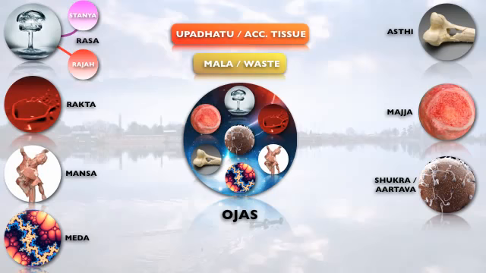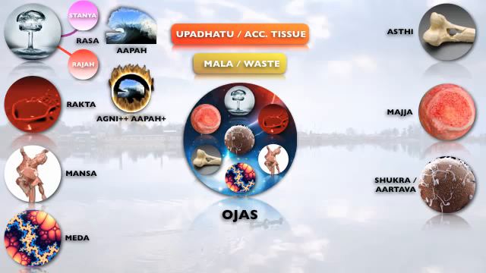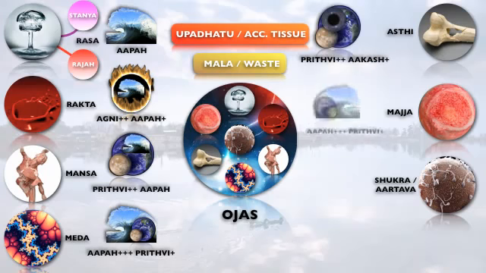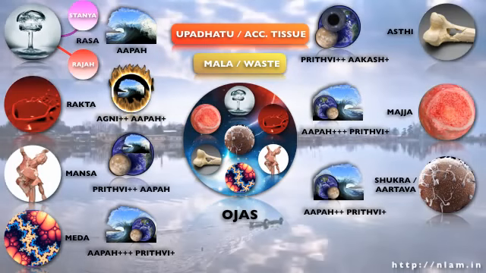Rasa dhatu has predominance of Apaha, Rakta of Apaha and Agni, Mamsa of Prithvi and Apaha, Meda of Apaha and Prithvi, Asthi of Prithvi and Akash, Majja of Apaha and Prithvi, and Shukra of Apaha and Prithvi. Apart from this, every dhatu or tissue layer also has the predominance of one of the 3 doshas, which can be quantified from the combination of the Pancha Mahabhutas.